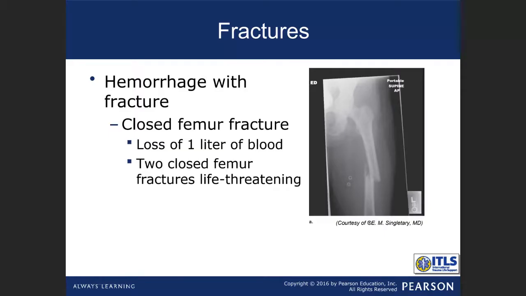A femur fracture can also be a life-threatening fracture. The patient can lose up to a liter of blood. If they have bilateral femur fractures, that would be a life-threatening situation.